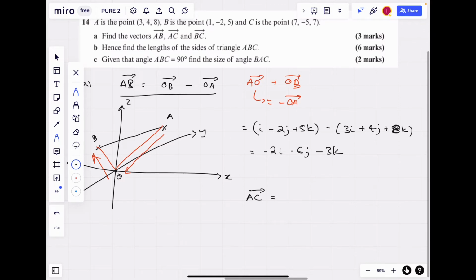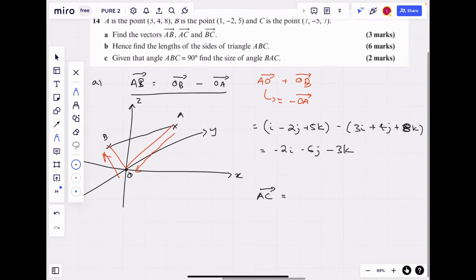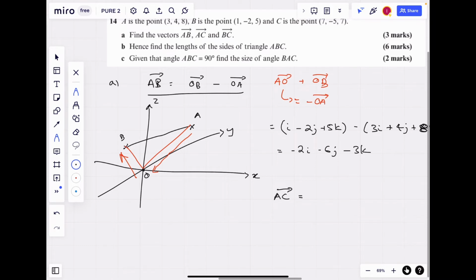So C has the coordinate 7, minus 5, 7. So let's go 7, minus 5, up 7. I'm going to say it's somewhere here-ish. Let's make that C. Actually, it shouldn't be there, sorry. 7 is here, minus 5 is here, 7 is up there. Yeah, there we go. Something like that. This is C.